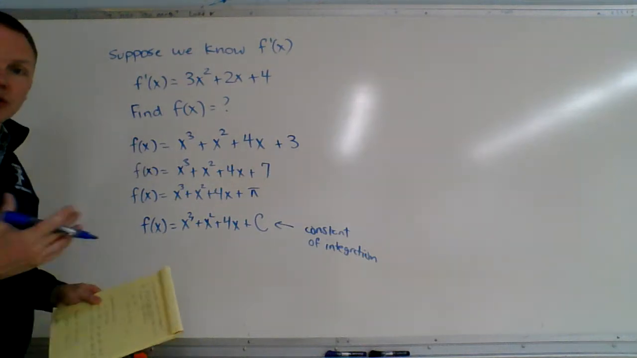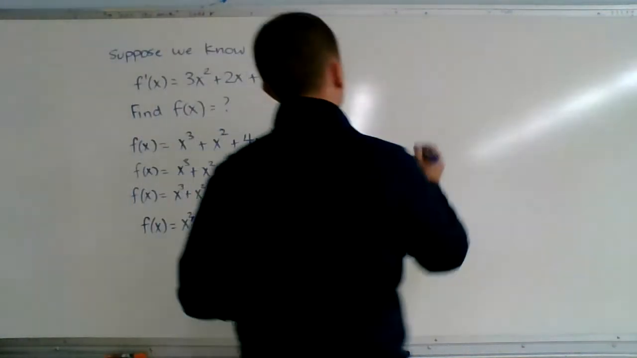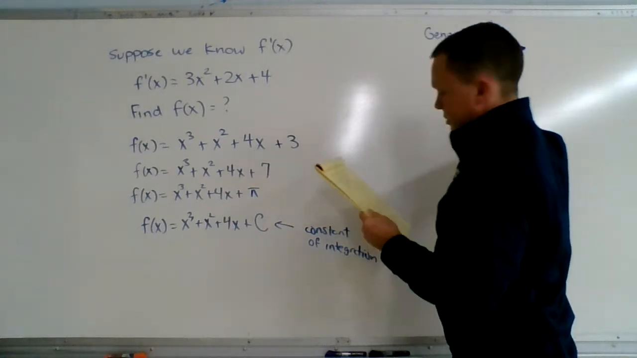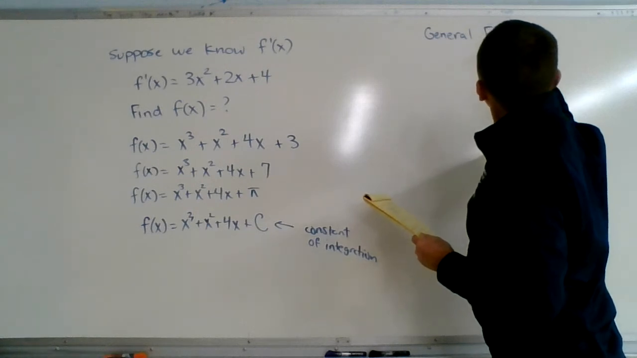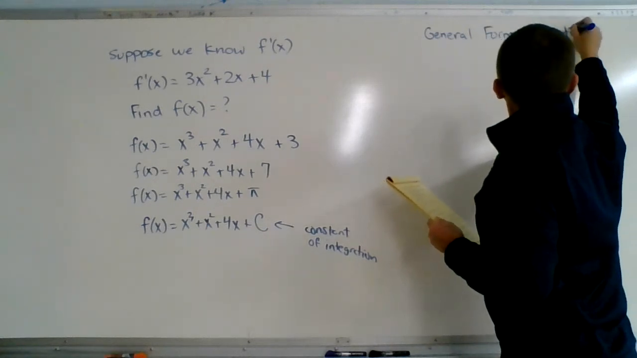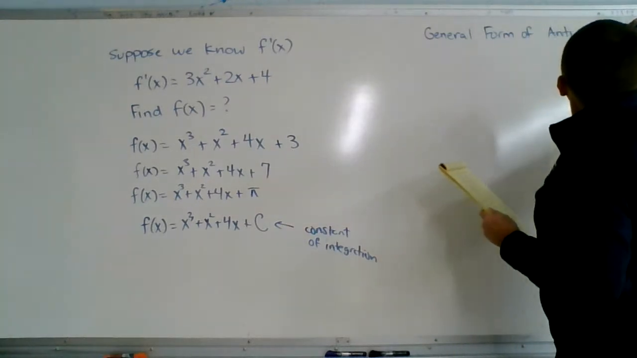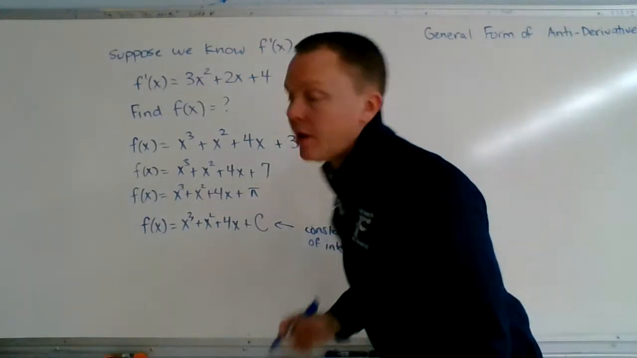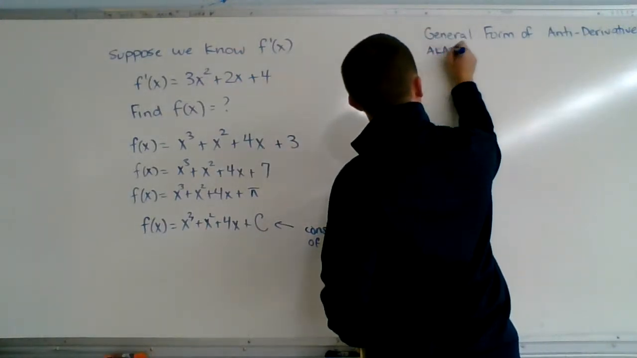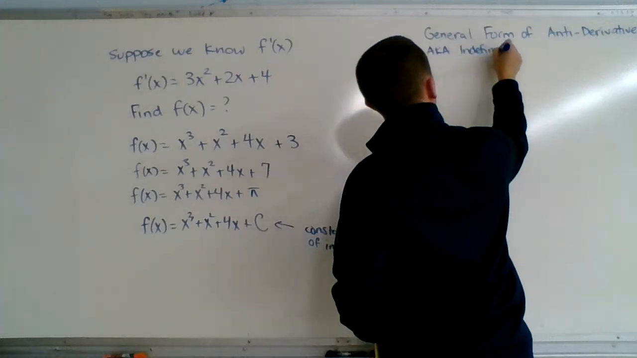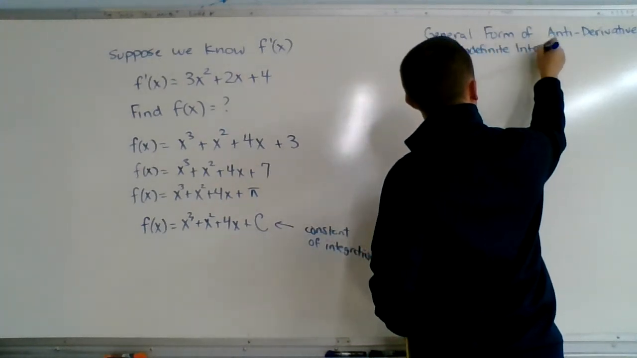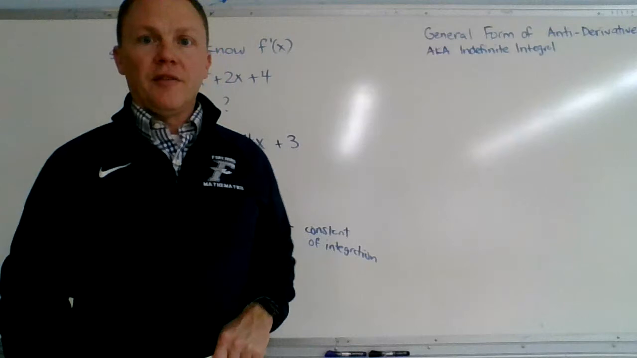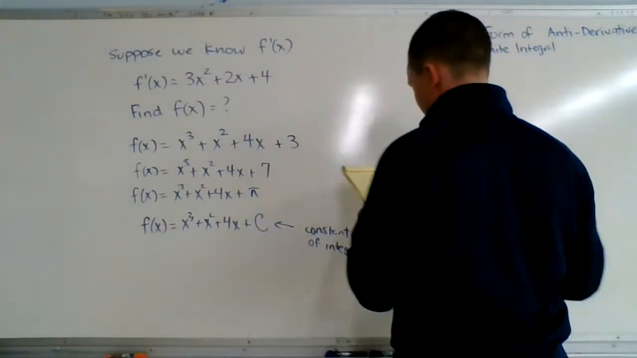So let's just sort of generalize this form here and get out of this example. Let's make sure you guys can still see that. This is called an antiderivative, and it's also called an indefinite integral. And you'll see why it's called that in a second. So the general form of an antiderivative, aka indefinite integral, is this.